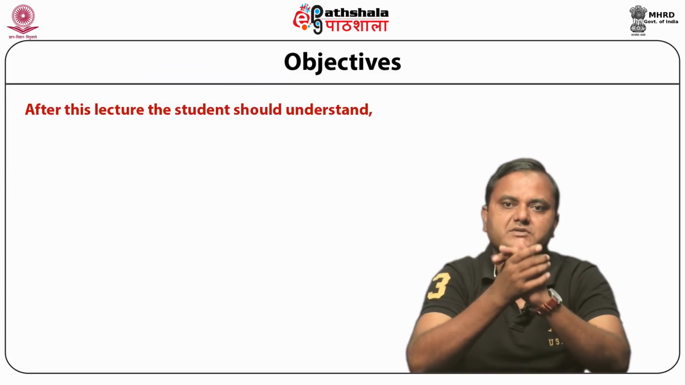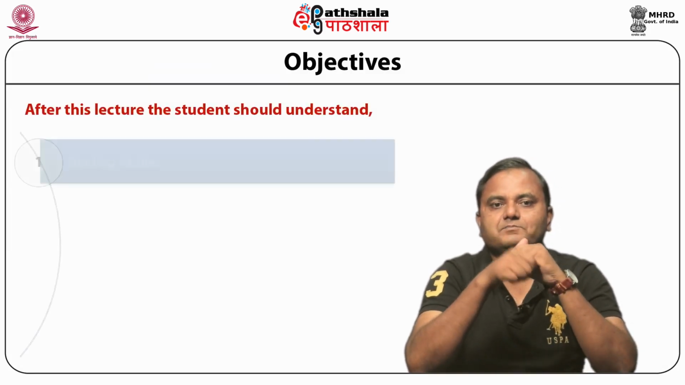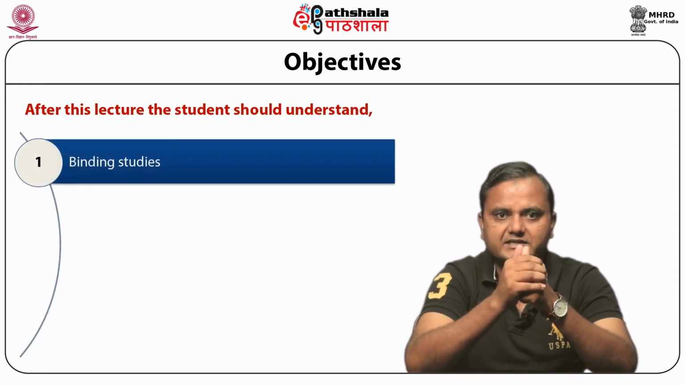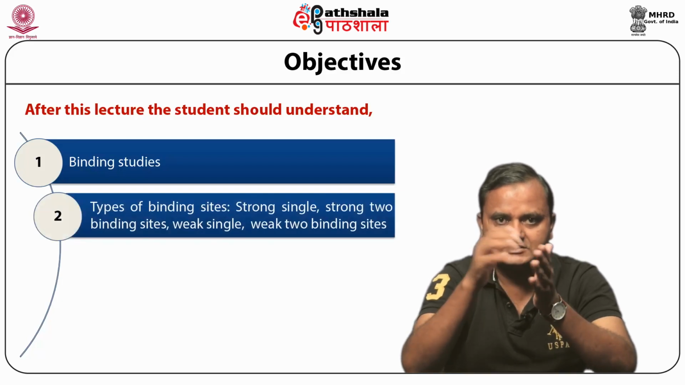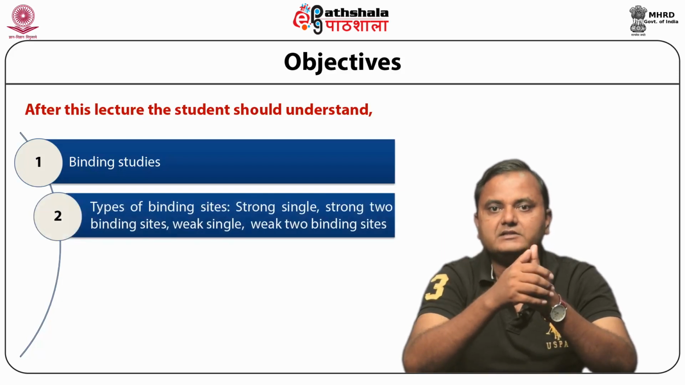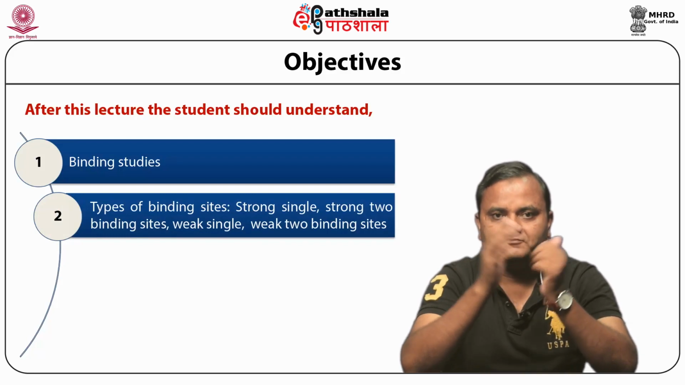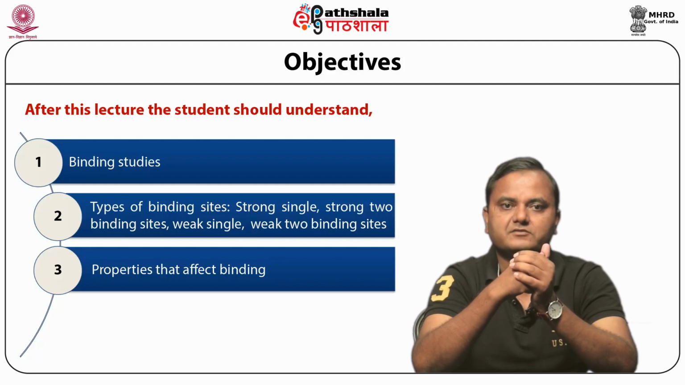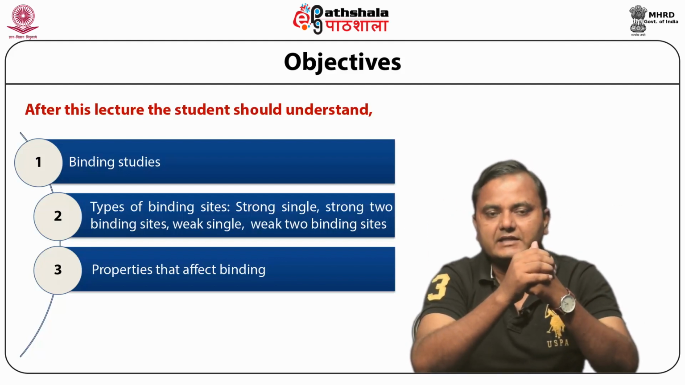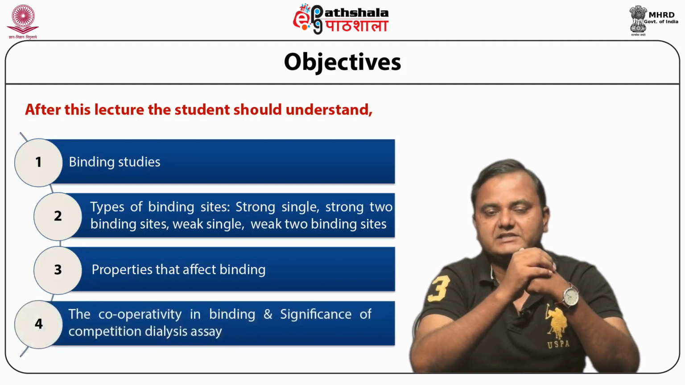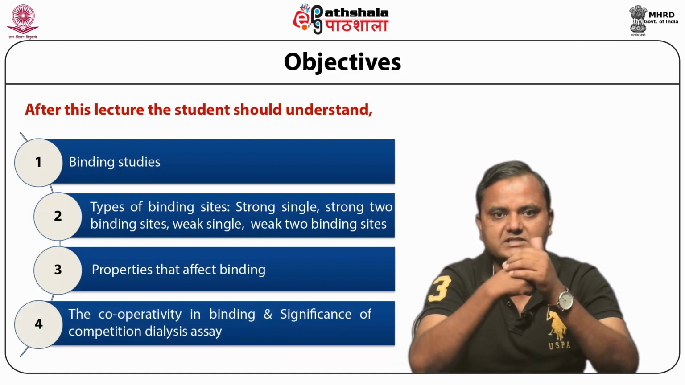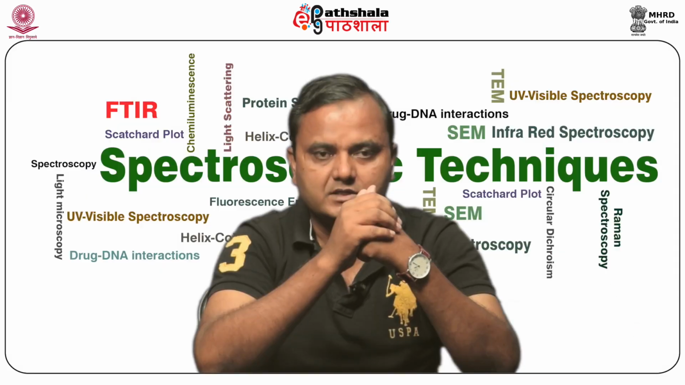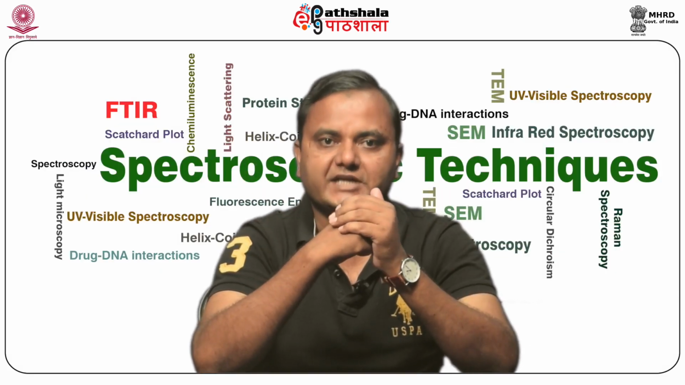After this lecture, the student should understand binding studies, how the binding studies are performed, what the parameters used in the binding studies are, and the types of binding studies such as strong single, strong two, weak single, and weak two binding sites. Then properties that affect the binding of the protein and ligand. And then we talk about the cooperativity in the binding, and at last we discuss the significance of the competition dialysis assay. So let's discuss protein-ligand interaction.